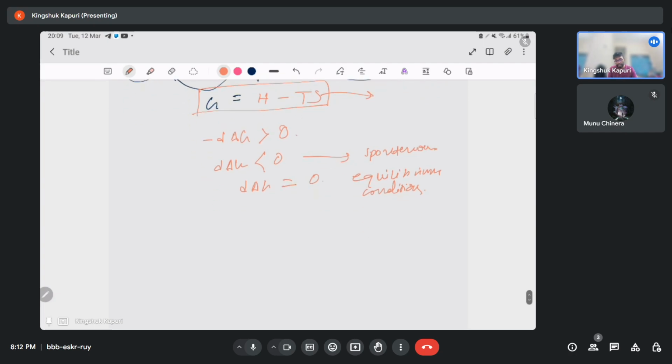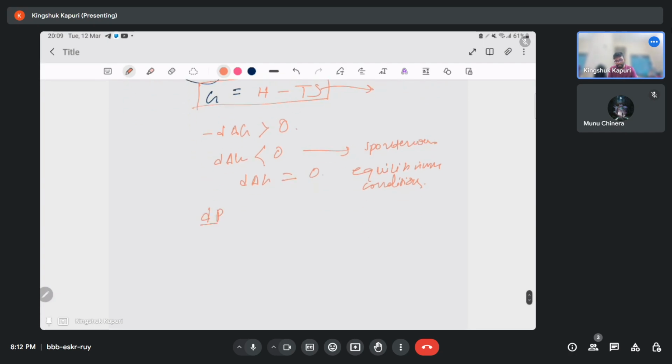So what expression can we write for that? dP by dT equals del S by del V, right? Over a space at particular pressure and temperature, the change of entropy with respect to the change in volume. So this is the expression of Clausius-Clapeyron.